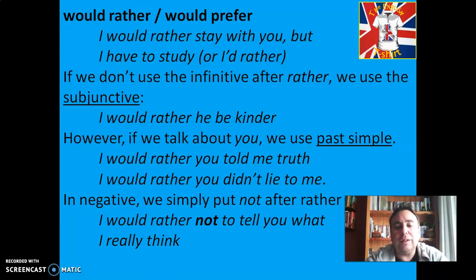However, if we talk about you, we use past simple. I would rather you told me the truth. I would rather you didn't lie to me. Preferiría que me contaras la verdad. O preferiría que no me mintieras. In negative, we simply put not after rather. I would rather not tell you what I really think. Preferiría no contarte lo que realmente pienso.